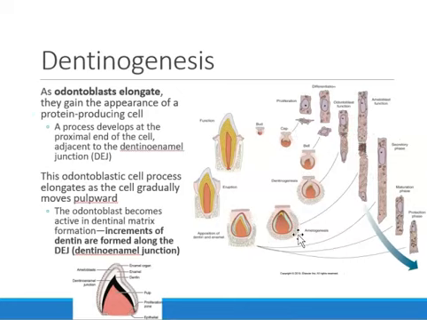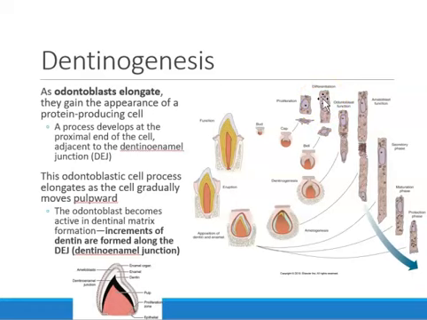Now when we look at the odontoblasts, the cells that make dentin, they start off really small. Then they elongate and get bigger. These cells get bigger, and the nucleus gets shifted up as well, as we can see over here, the nucleus gets shifted upwards.